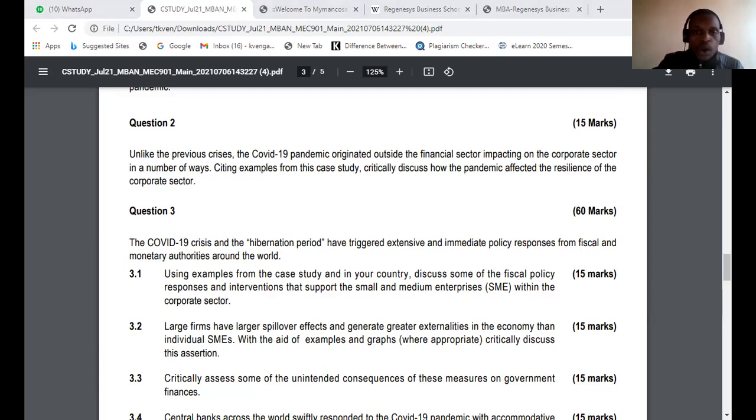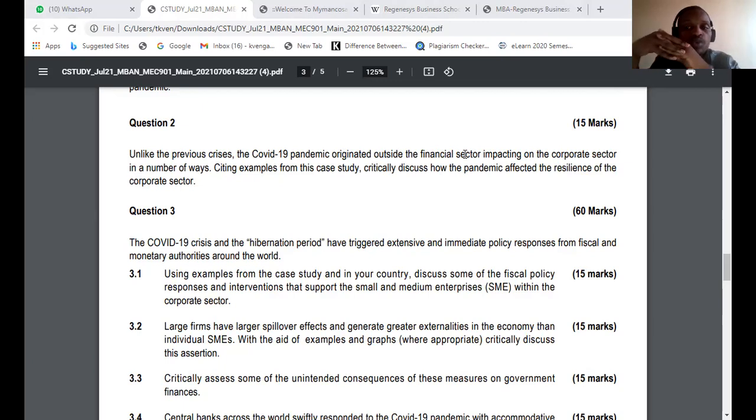Right. So my advice is that you put in your introduction, then your body, and then your conclusion, and 15 marks, 750 words. But in terms of what you're going to talk about, the first thing, on how it is affecting the resilience of the corporate sector, is you need to go back to your demand and supply. You can separate it as how it affected demand factors and how it affected supply factors, right? So maybe that's your theoretical aspect of it.